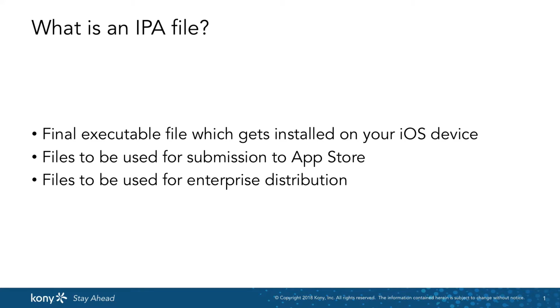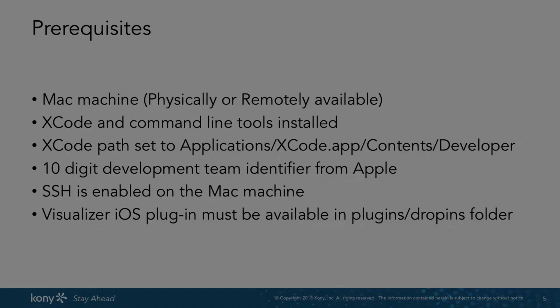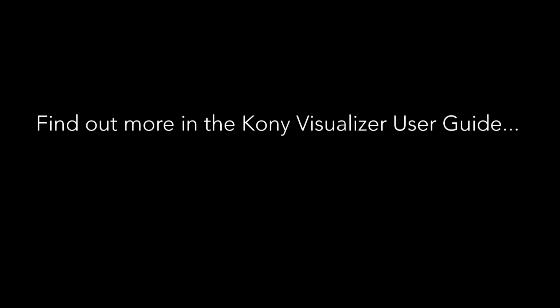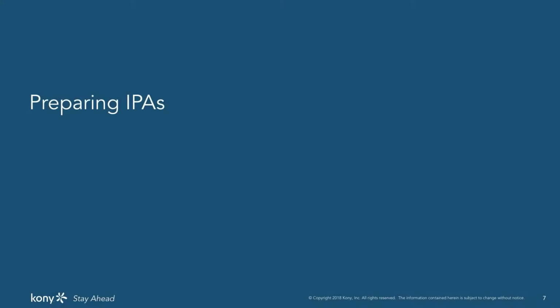The process of IPA generation is a bit lengthier than the process of APK generation, and it comes with a set of prerequisites. These prerequisites include having a Mac machine with Xcode and command line tools installed, physical or remote presence of the Mac machine, Xcode path set to a value as displayed on the screen, 10-digit developer team identifier from Apple. For a few additional prerequisites, you can refer the documentation link provided in the description section.